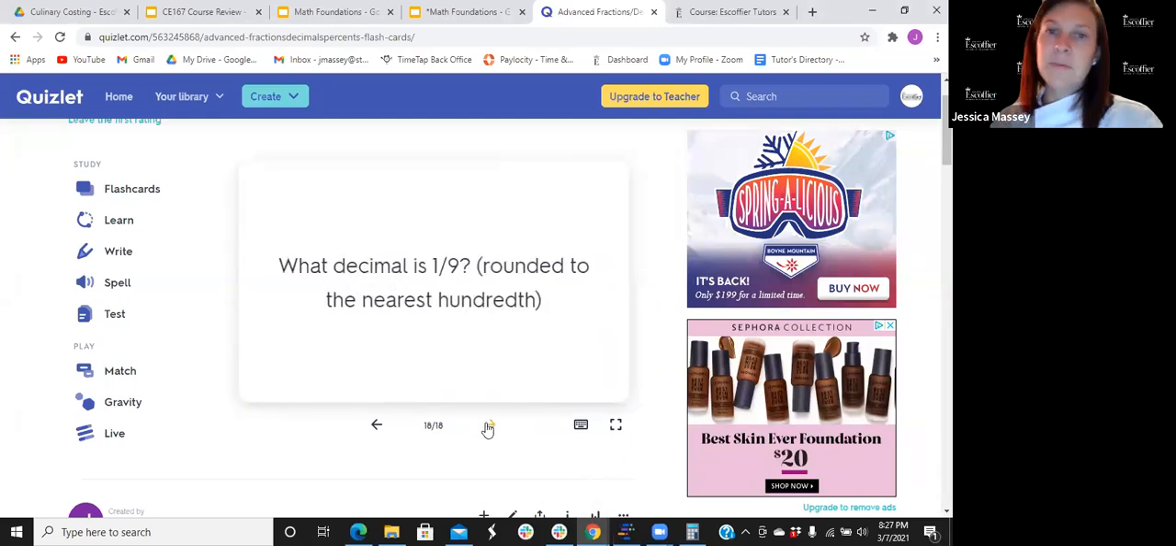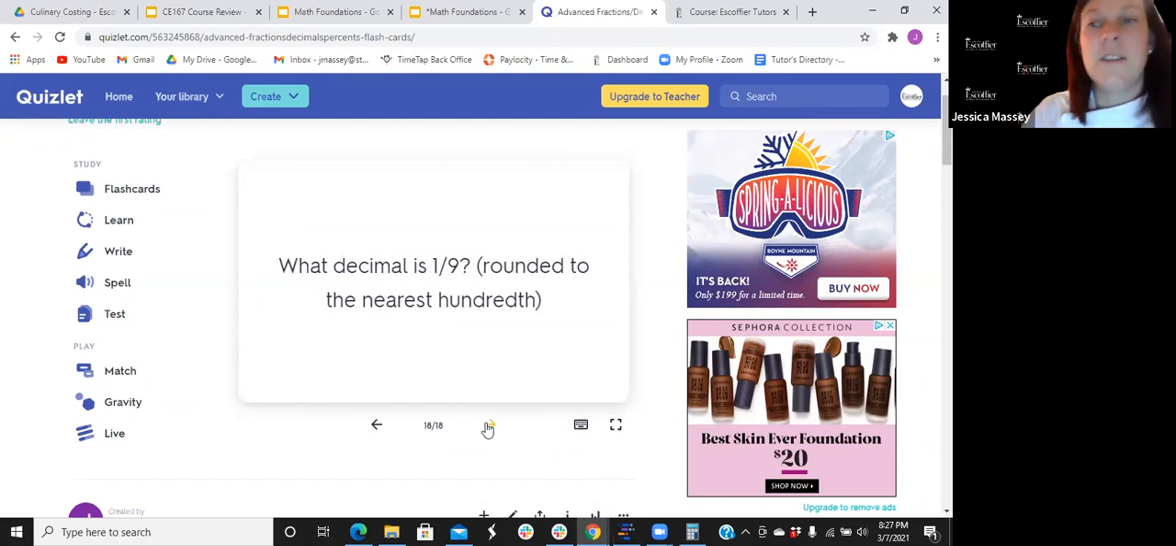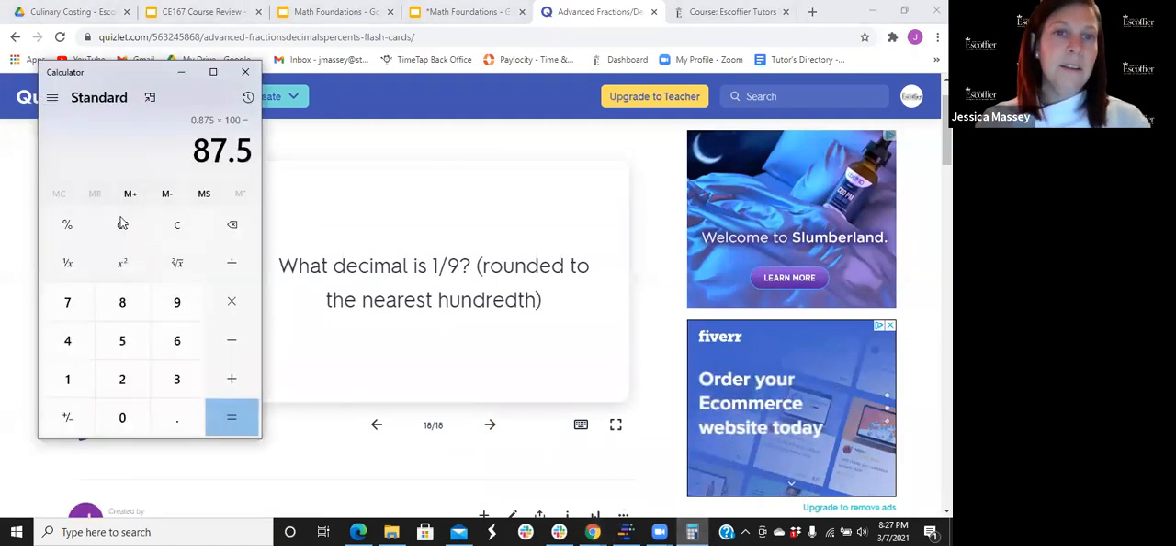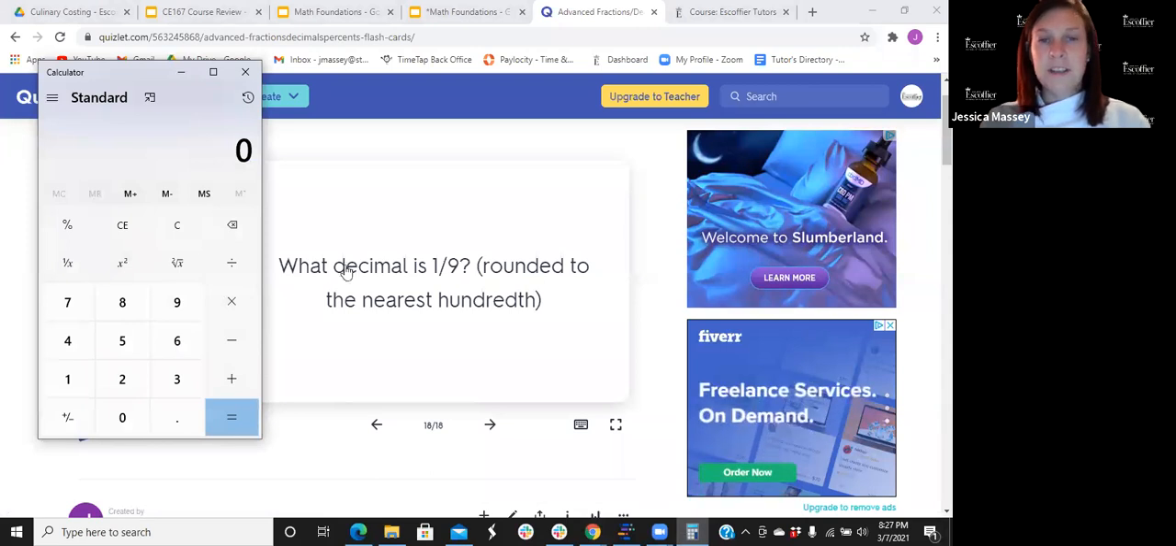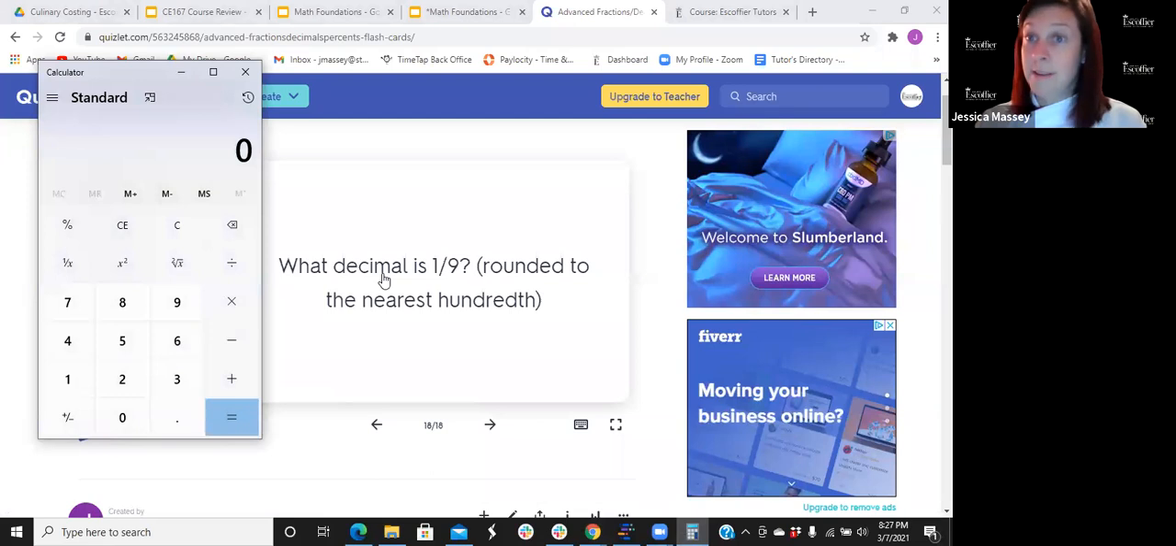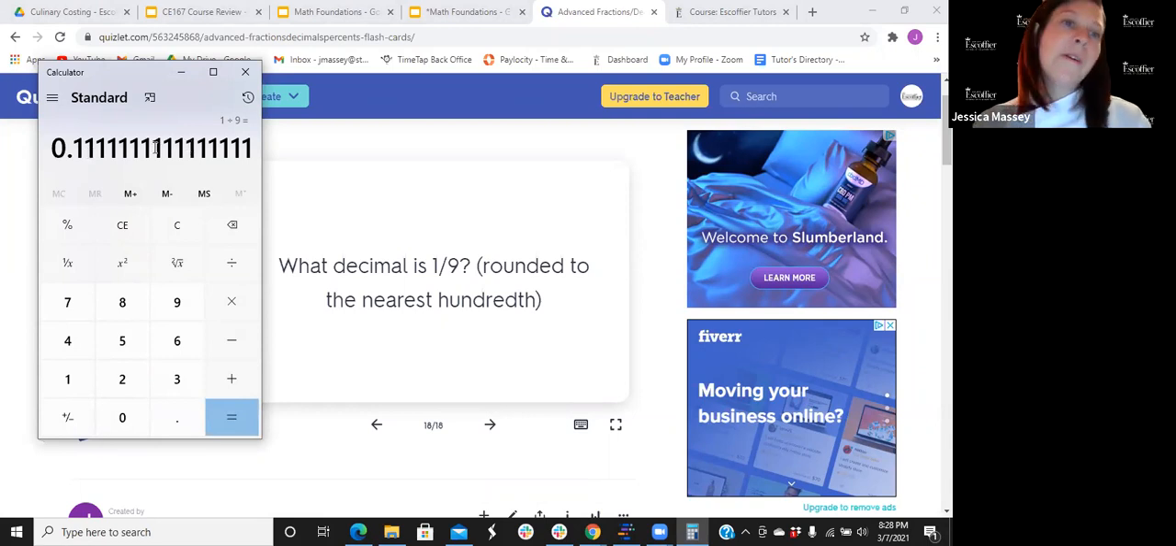What decimal is 1/9 rounded to the nearest hundredth? So again, what question is this asking? This is asking us what decimal. So our answer is going to be a decimal, and we're going to make sure we round to the nearest hundredth. So we got that 1 divided by 9. We already did this one. Got 0.11111, because that 1's there, stays the same. So your answer would be 0.11.